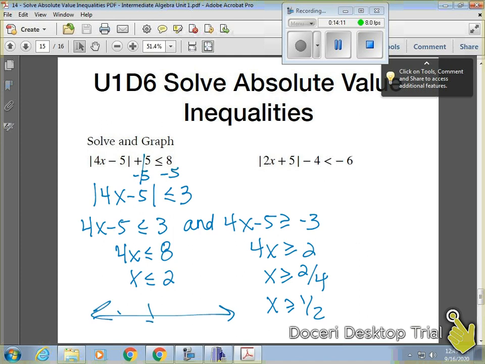1/2 is here, 2 is here. Less than or equal to 2 would be to the left. Greater than or equal to 1/2 would be to the right. That's an and situation, so I'm looking for the overlap.